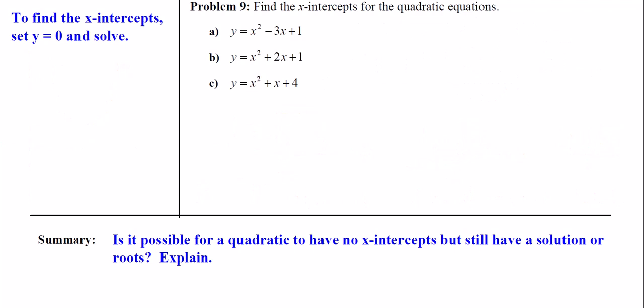For your summary, is it possible for a quadratic to have no x-intercepts but still have a solution or roots? Explain.